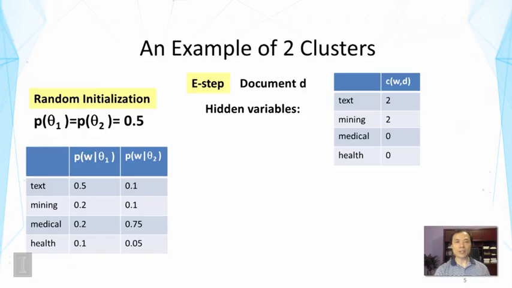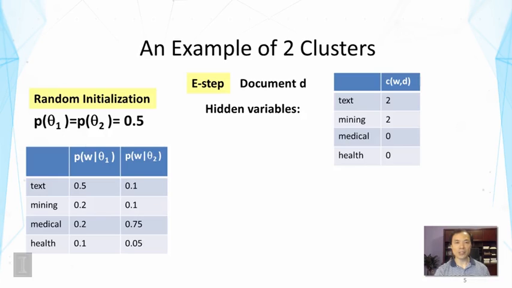So now let's take a look at the simple example of 2 clusters. I have 2 clusters. I've shown some initializer values for the 2 distributions, and let's assume we randomly initialize the probabilities of selecting each cluster as 0.5, so equally likely. And then let's consider one document that you have seen here. There are 2 occurrences of text and 2 occurrences of mining. So there are 4 words together. And medical and health did not occur in this document.